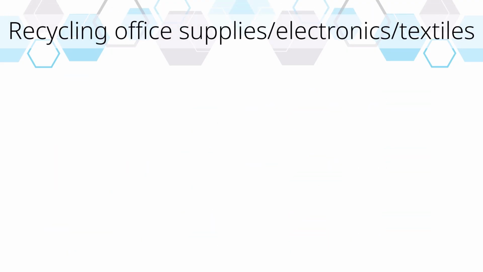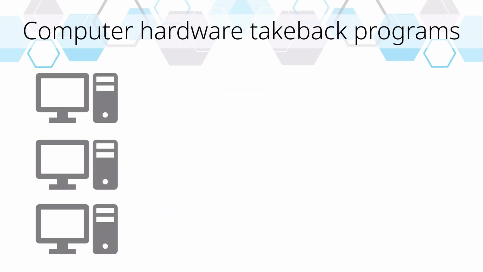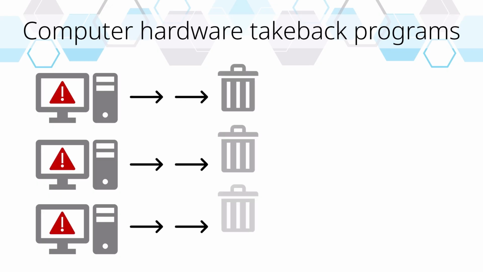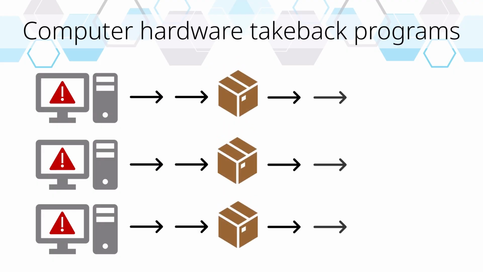Recycling office supplies, electronics, and textiles. Some examples include pens, markers, toner and ink cartridges, and uniforms. This will help support a circular economy. Computer hardware take-back programs. At the end of their life, computers can be refurbished and returned to the market.